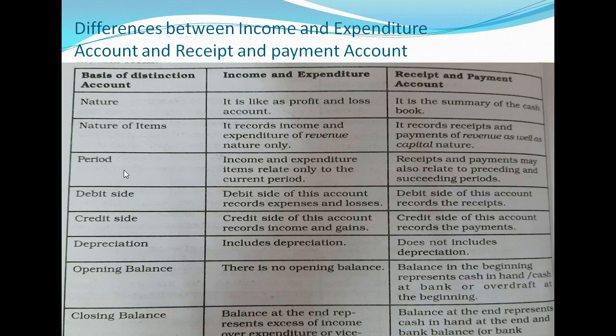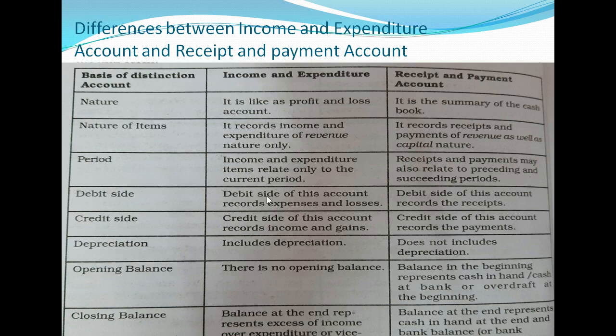Period for which it relates. Income and expenditure account shows only the incomes and expenditures relating to the current period, whereas receipts and payments account will show all the items relating to the current period, previous year, as well as succeeding period depending upon the receipts and payments during the year.